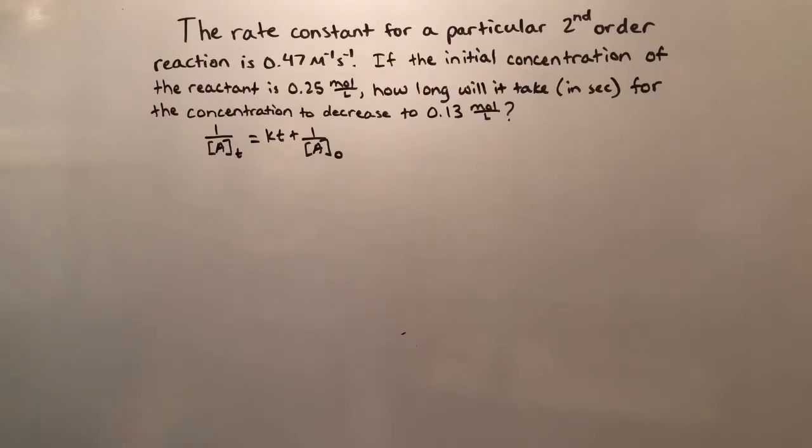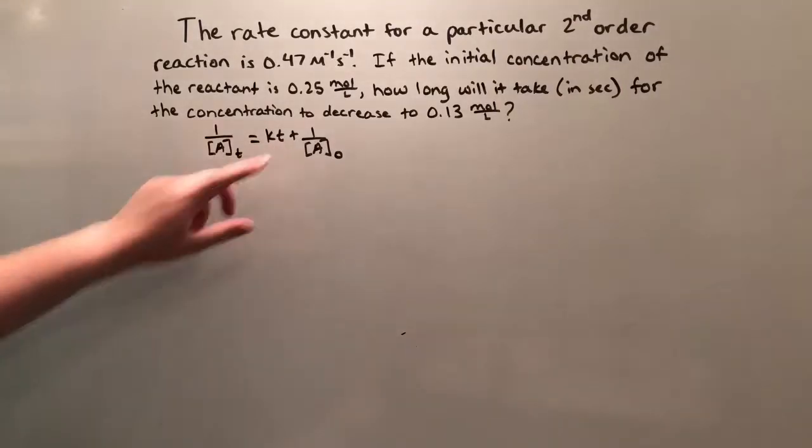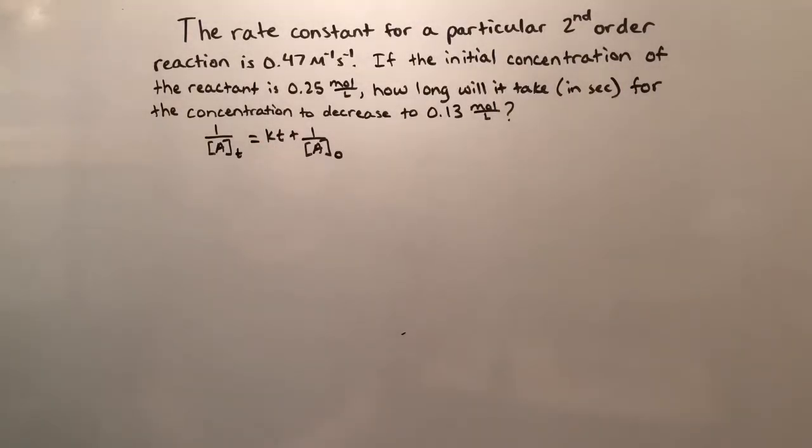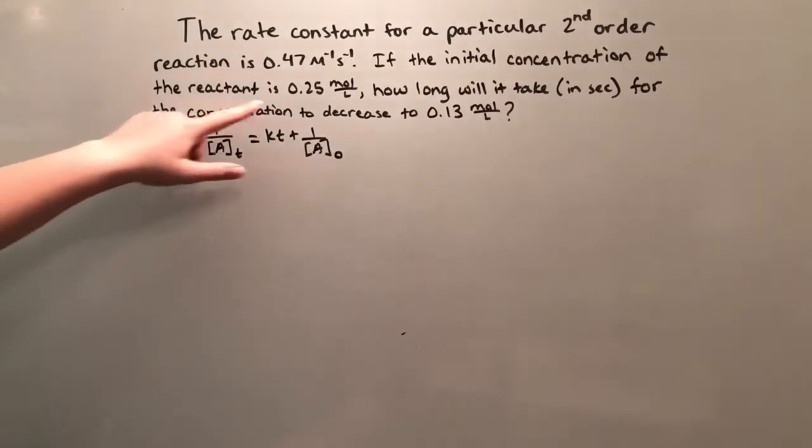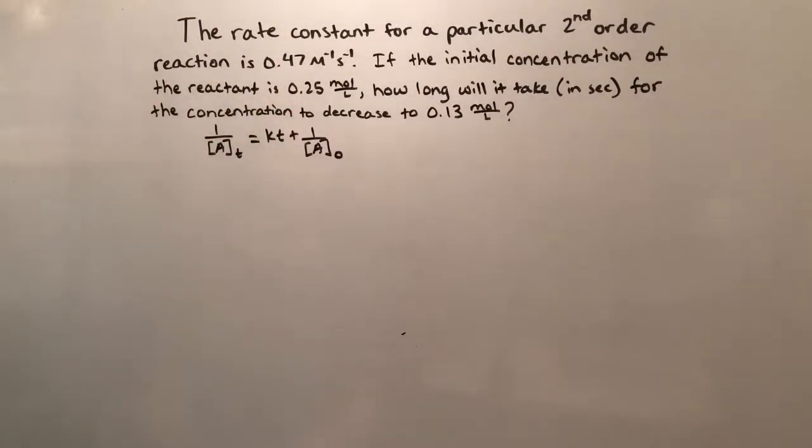Now we're given this second order integrated rate law equation. So all we need to do is plug in what we know and rearrange to solve for time t. So we're given K. That's 0.47 molarity to the negative 1 seconds to the negative 1. And we're given the initial concentration. That's 0.25 moles per liter.